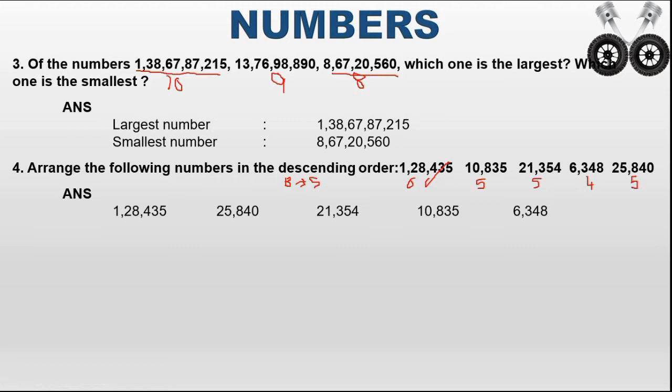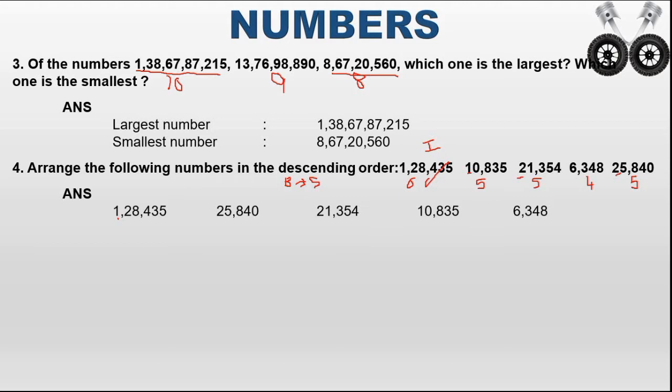So I am arranging that number as the first. So this is the first number. Okay, next let us see the next number. So here the next largest numbers are the ones with 5 digits. Three numbers have the same number of digits, so I have to compare the first digit. Here I have the first digit as 1, and here 2, and here 2. So here 1 is the smallest one. So I leave that one.